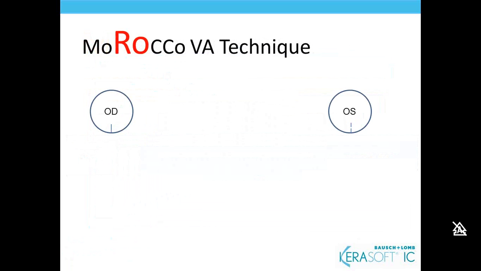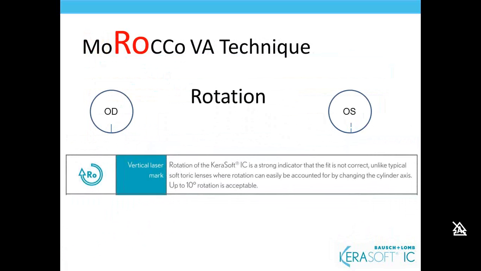Next we have rotation. Again, this lens is stabilized with a prism ballast, and so the lenses are marked. The right lens is marked with a vertical hash mark at 6 o'clock, and the left lens is an interrupted hash mark. So it's really easy to see if the patient has switched their lenses up if they're coming in with problems. Now we want up to 10 degrees rotation. Really, ideally, we want no rotation. We want that marking at 6 o'clock.